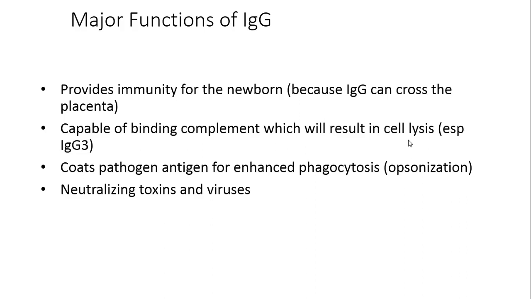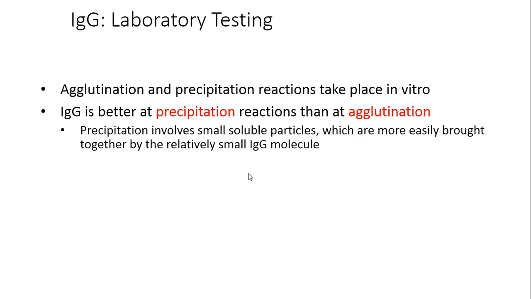What else can IgG do? As I said, it can coat the pathogen antigen to enhance phagocytosis, and we've talked about this word a couple of times, opsonization. It's an enhanced phagocytic process. And IgG on its own, when it binds to antigens of various pathogens, toxins, viruses, bacteria, it can neutralize it. It can actually cause the destruction of that pathogen. So lots of good things come from IgG.